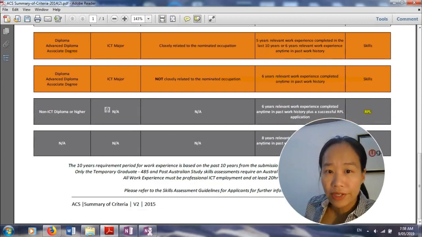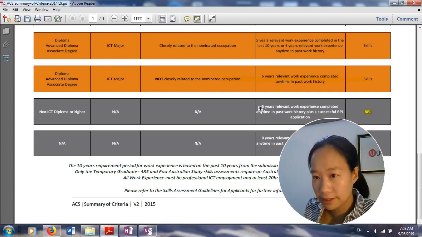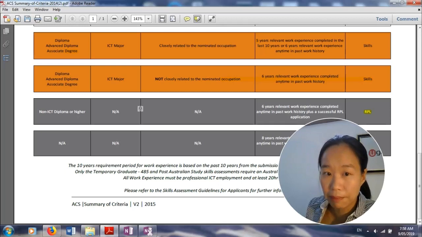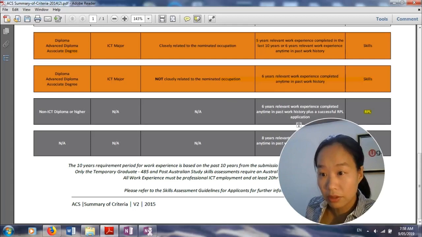Now, if you have no qualification whatsoever and have never worked in a close occupation, then you need 6 years of work experience plus an RPL. RPL means you have to have your recognition of prior learning assessment done before you can do this one. So if you are really talented with no qualification, and your work experience was never related to web developer but you worked in other areas of the IT industry, then you can still have a positive skill assessment. I hope this slide helps. Bye.